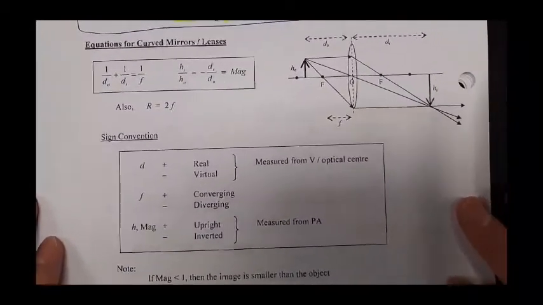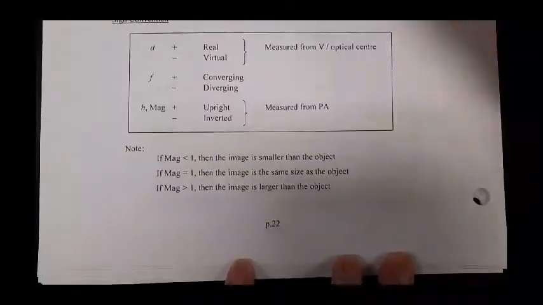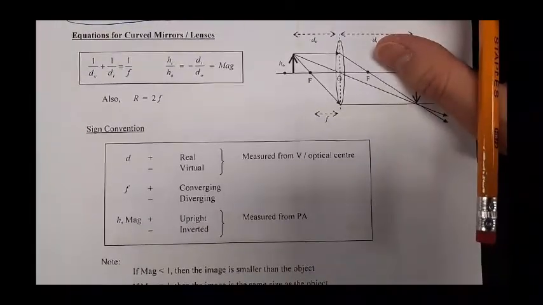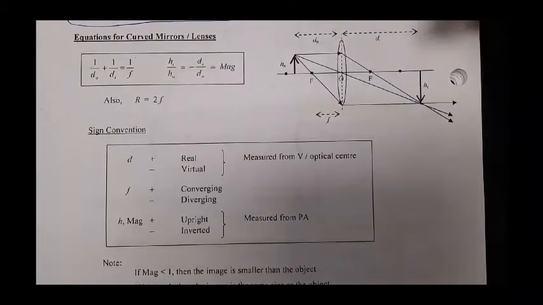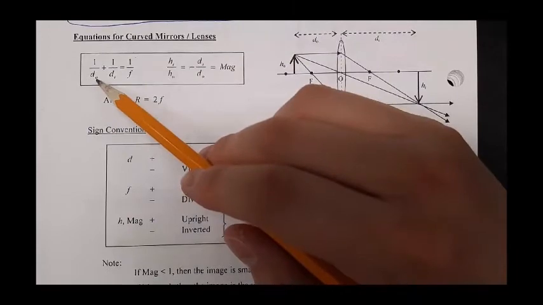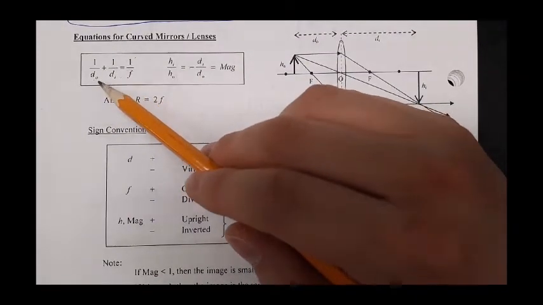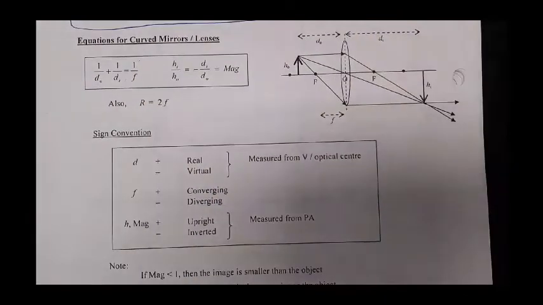In your Physics 30 booklet, page 22. And if you go to the data booklet or formula sheet, you will have these two formulas. One of the formulas talks about the relationship between the distance of an object, the distance of an image, which explains this O and I as a subscript, and F for the focal length.